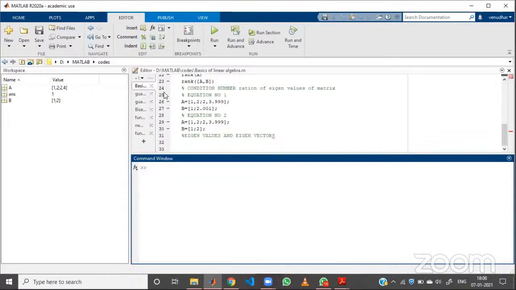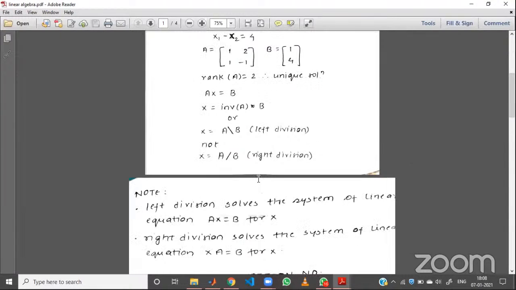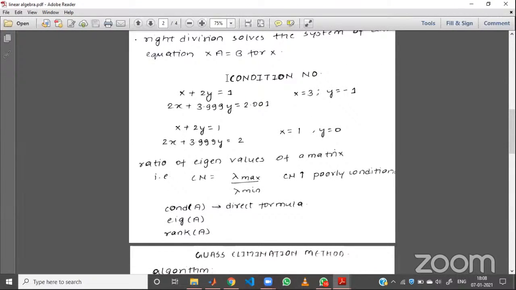I want also to cover some topics like condition number, which is the ratio of the maximum value of the eigenvalue to the minimum value of the eigenvalues. So what is condition number? It is the ratio of lambda max to lambda min, where lambda is the eigenvalue of the matrix A.